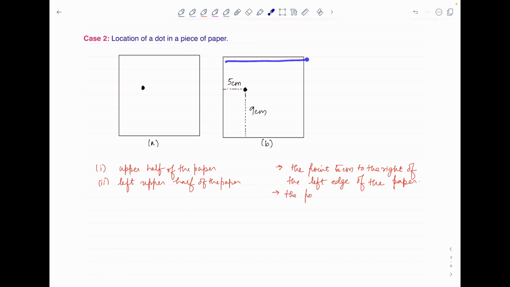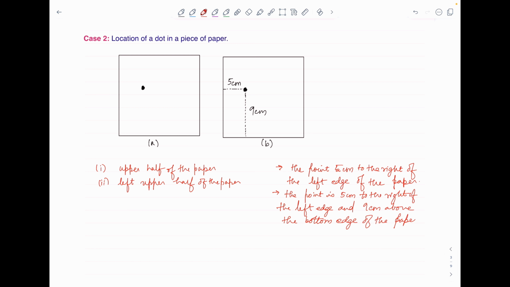He could have done it from the upper edge also, but he did it from the bottom edge. Okay, both are correct. So what did he say? The point is 5 centimeter to the right of the left edge and 9 centimeter above the bottom edge of the paper.